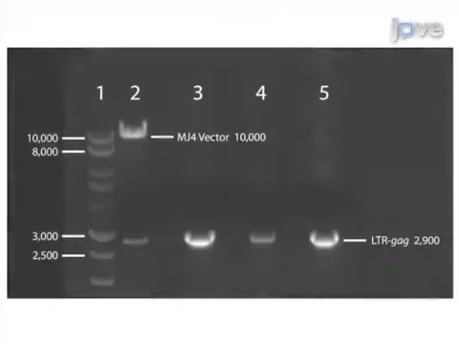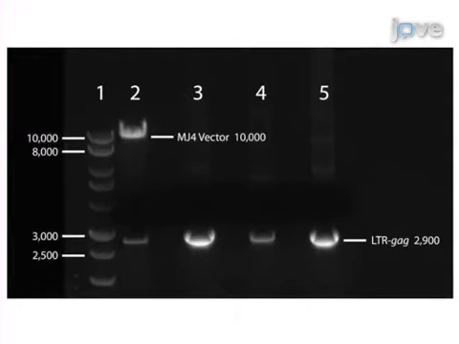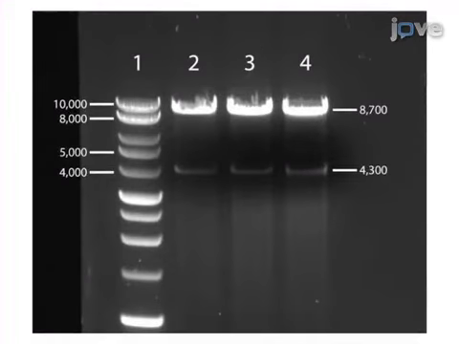Shown here are the representative gel images depicting the electrophoretic separation of the various PCR amplicons necessary to generate a patient-derived GAG amplicon capable of being cloned into the MJ4 plasmid backbone. This representative gel image depicts the electrophoretic separation of restriction digests for cloning patient GAG genes into MJ4. And this representative gel image depicts the electrophoretic separation of restriction digests of purified GAG MJ4 chimera plasmid DNA.